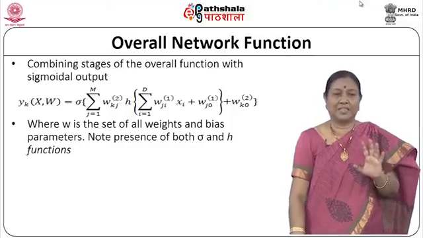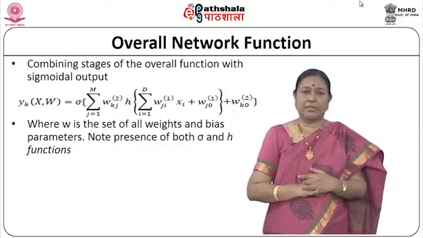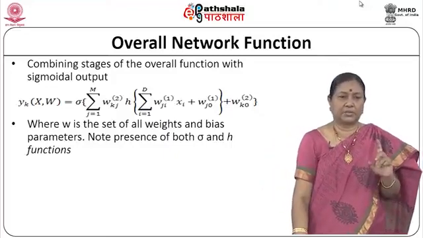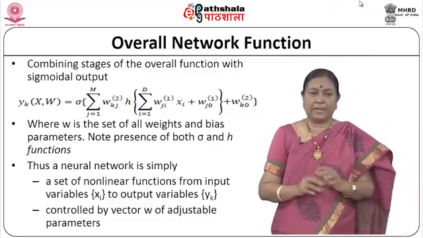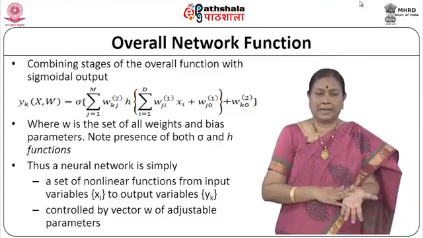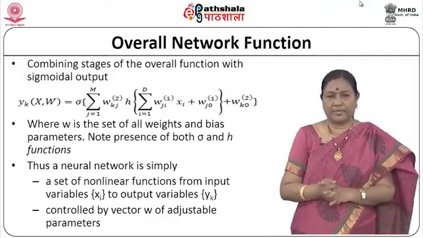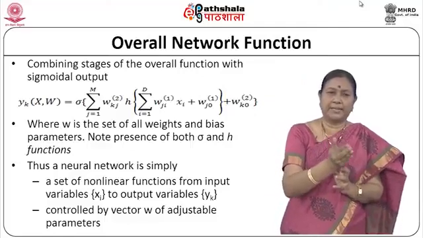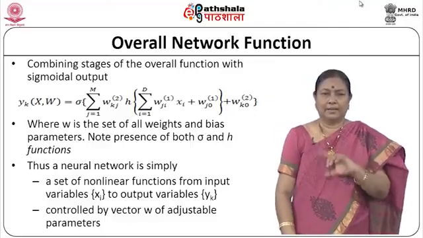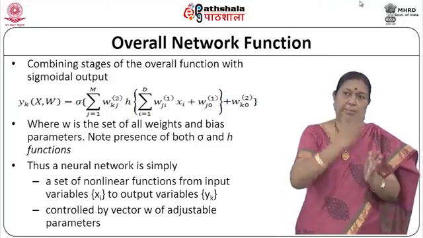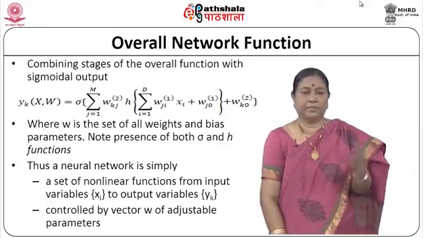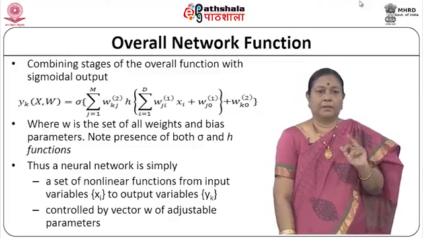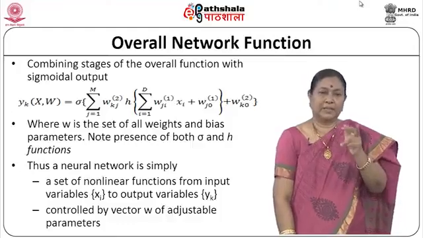Bias function, I am sorry, not basis function, where W is the set of weights and bias parameters. Note the presence of both sigma and h functions. There are two functions that are used. Thus, a neural network is simply a set of nonlinear functions from input variables x to the output variables y of k, controlled by a vector W of adjustable parameters. So, you have two types of W, Wkj and Wji, corresponding to input to hidden and hidden to output. For both you have different nonlinear functions, one is sigma and the other is h.